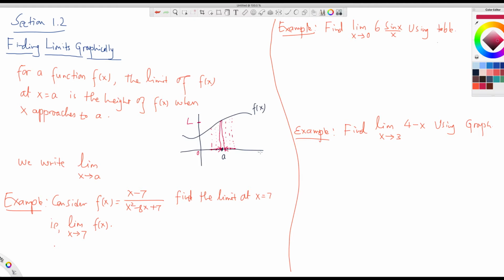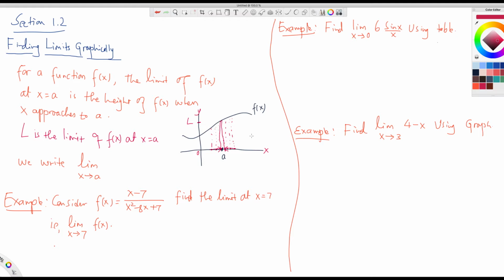This is x equals 0, this is the x-axis, this is the y-axis. So when you approach A from the left side and from the right side, if the height of the function is close to a number L, where L is a number and A is a number, then we call L the limit of the function f(x) at x equals A. That's what we call it.